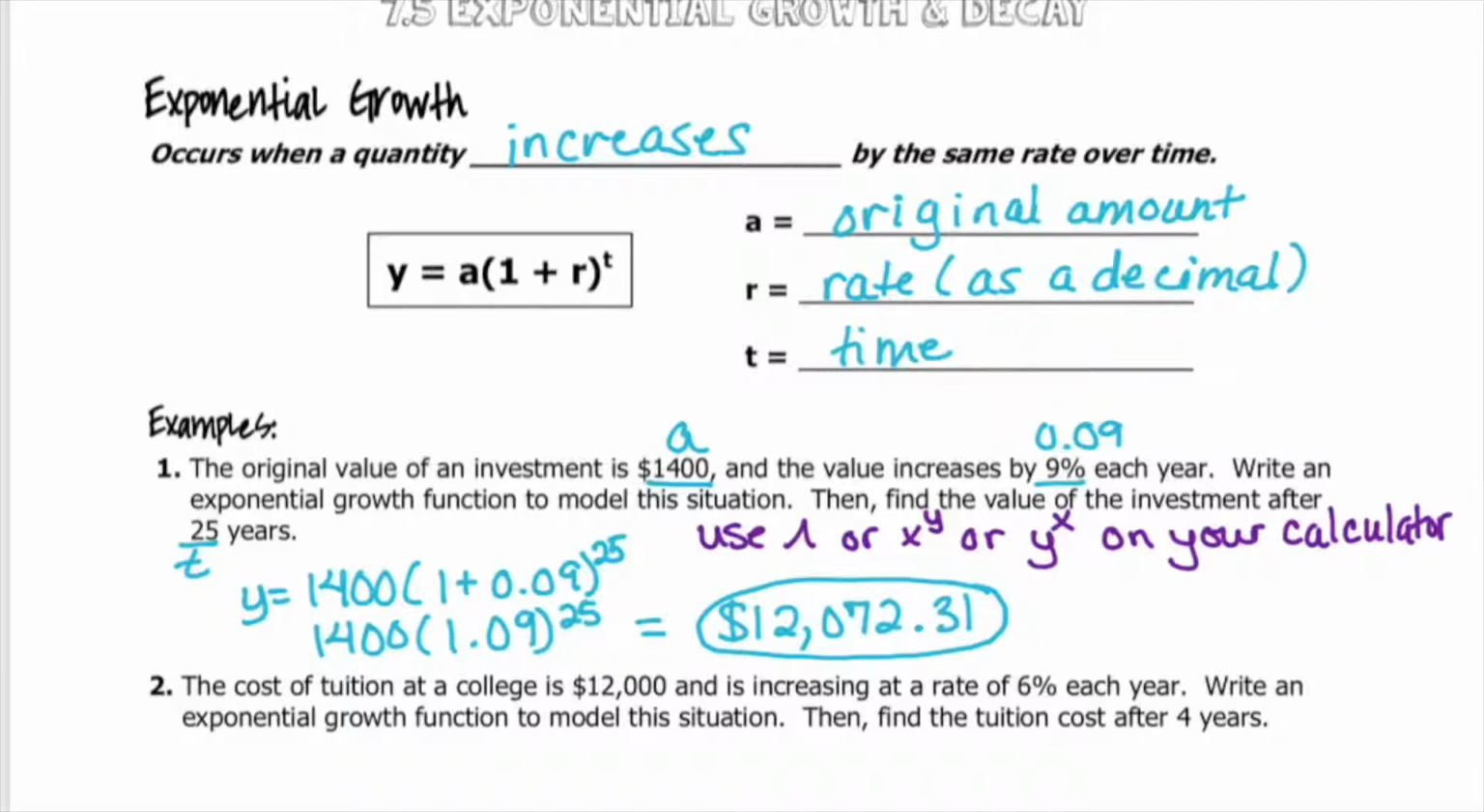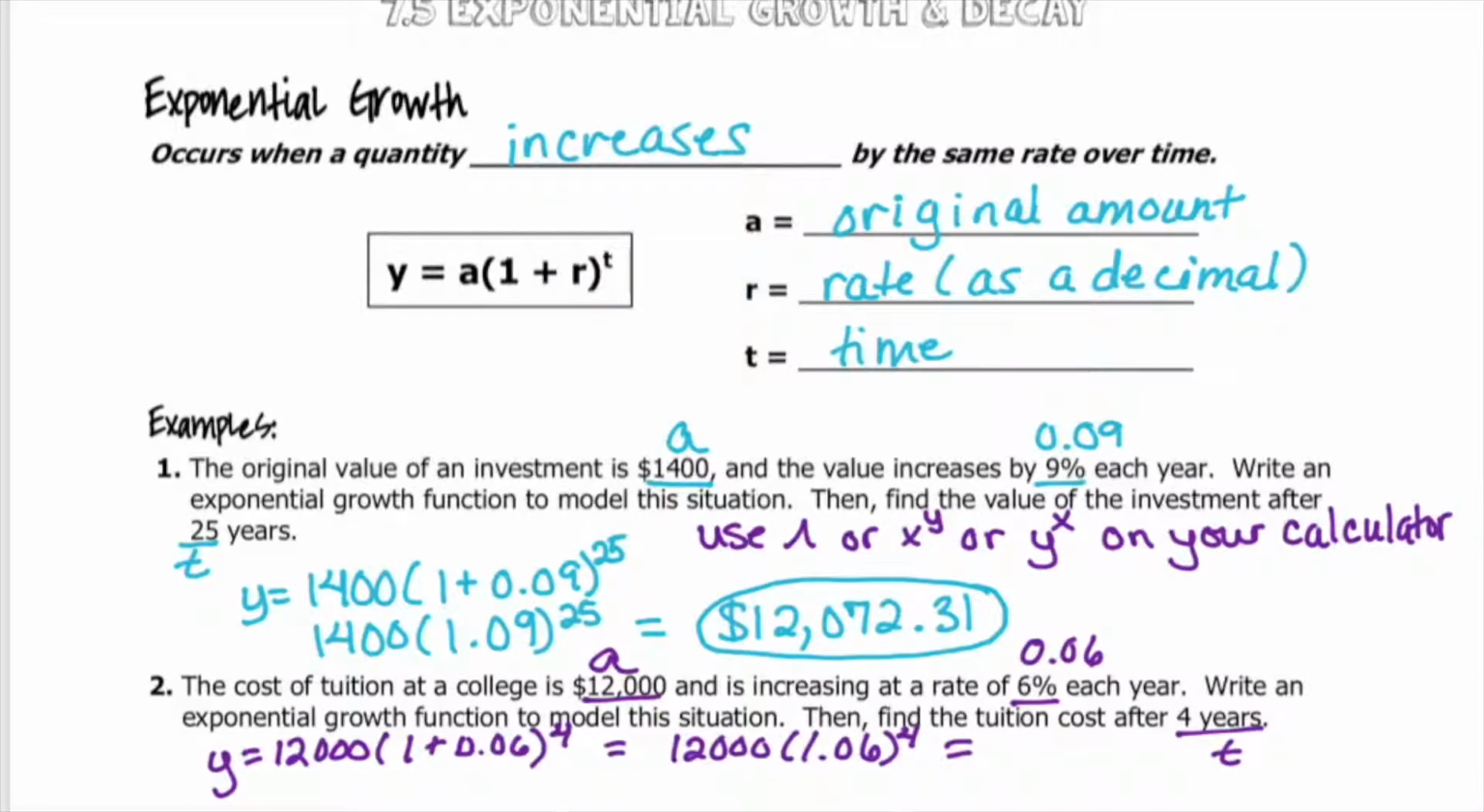So the cost of tuition at a college is $12,000, which is your A, and it's increasing at a rate of 6%. So we're going to convert that to 0.06. Write an exponential growth function to model the situation, then find the tuition after 4 years. So that's your T. So we set up y equals 12,000 times 1 plus 0.06 to the 4th power. When we add 1 plus 0.06, you get 1.06. And then when you raise that to the 4th power and multiply it by 12,000, your answer is $15,149.72.